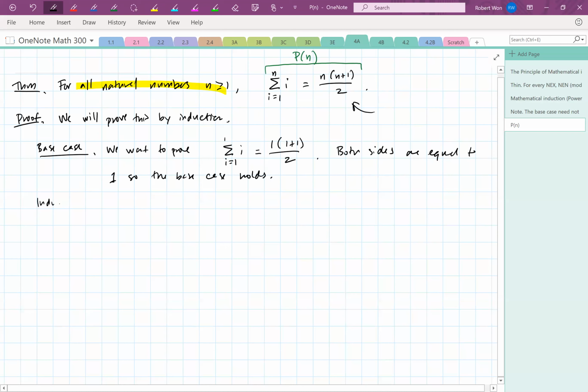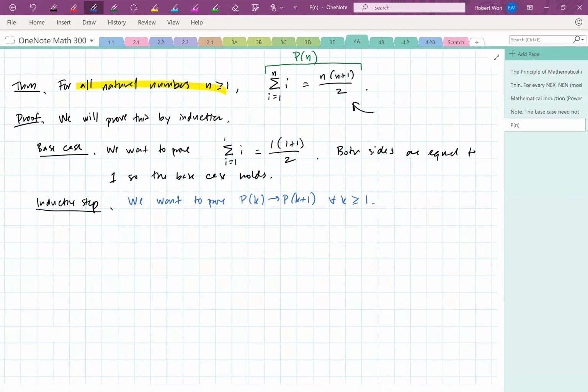Now what's the inductive step? So the inductive step, what you're trying to prove is P of k implies P of k plus 1. So let me put this in blue. So we want to prove here, right? This won't be part of my final proof, but this is just in blue. P of k implies P of k plus 1 for all k greater than or equal to 1. Right? I want to prove that P of 1 implies P of 2, P of 2 implies P of 3, P of 3 implies P of 4. That way all the dominoes will fall down.